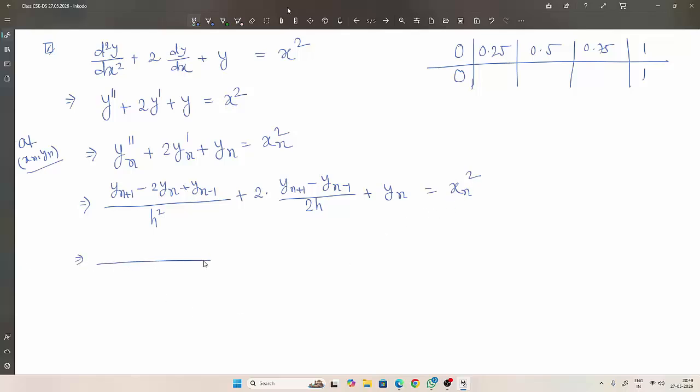Now we will simplify it. The LCM will be h square into 2. That will be the LCM. Now here we have h square.